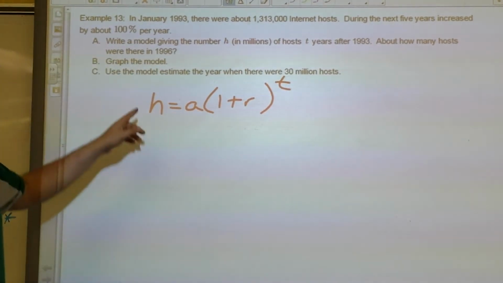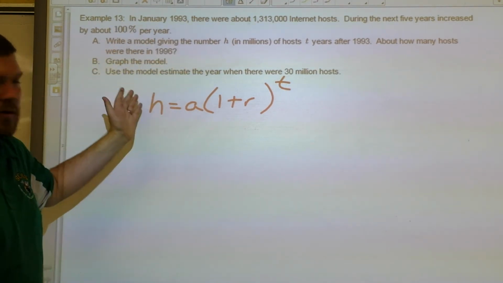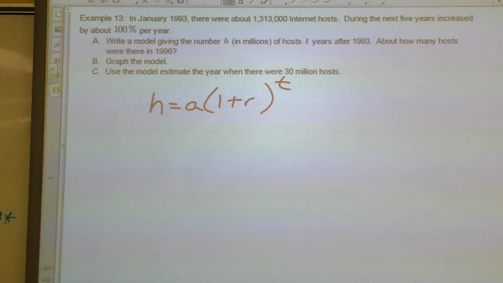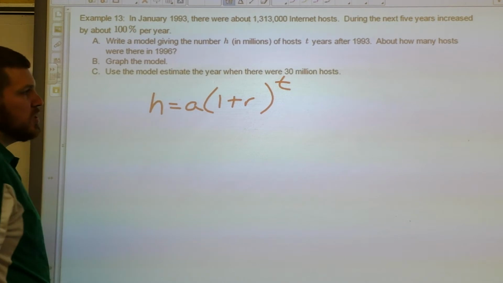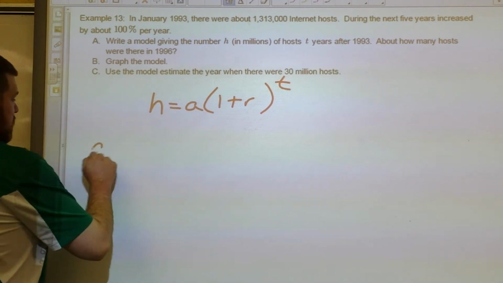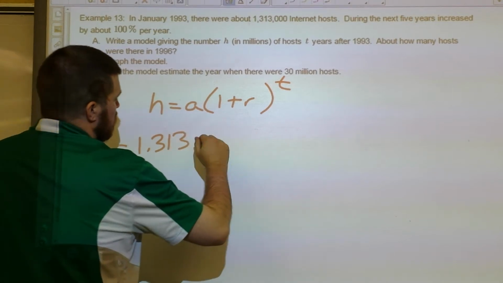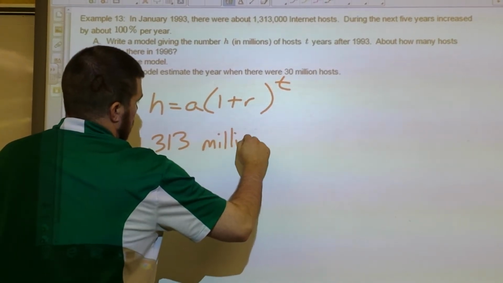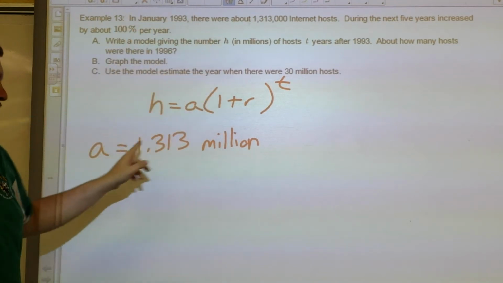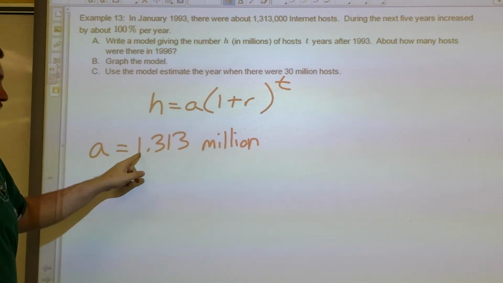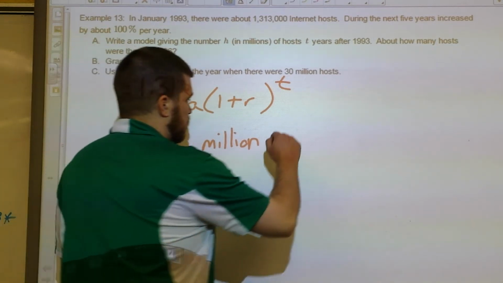Again, on the previous page, we said y was your final amount of stuff. Here, just because they told us to use h, we're using h for your final amount of hosts. A was our original amount of hosts, so let's write that out. I'm just going to call that 1.313 million. Instead of writing out the whole number, I'm just using a little bit of scientific notation, 1.313 million hosts.